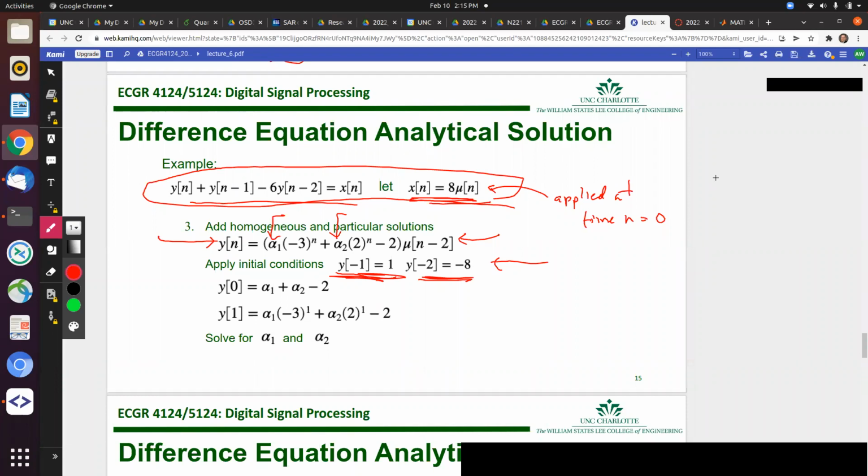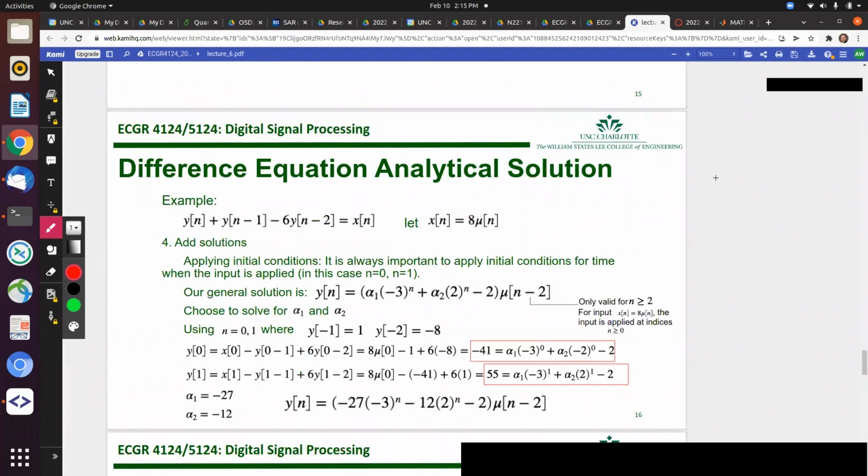So I encourage it. So anyways, we get this equation for y of 0. And we get this equation for y of 1, right? Alpha 1 times minus 3 to the 1 plus alpha 2 times 2 to the 1 minus 2. Okay. And we also have y of minus 1 equal to 1 and y of minus 2 equal to minus 8. So we can also put in the actual values for this and calculate the other values.